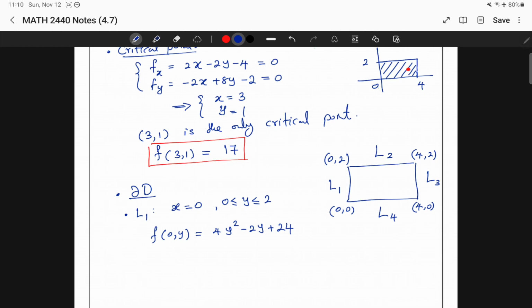Okay, now we need to figure out the maximum values. So this is now reduced to a function with one variable. The technique is you find the derivative. It's 8y minus 2, make it equal to 0, you get y equals a quarter.